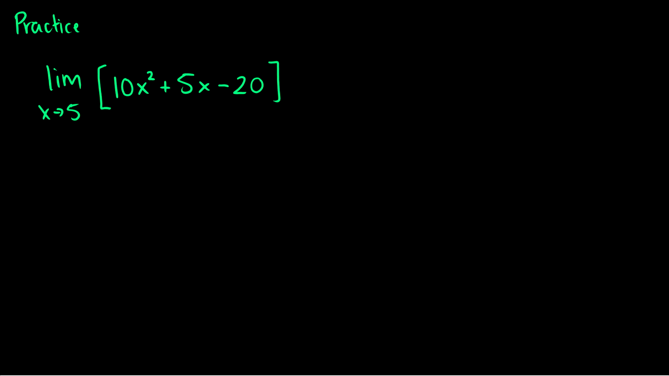So the first thing I can do is use the multiplication law, and I can pull out a factor of 5 from everything. So I can just take the 5 out, and then this would be the limit as x goes to 5 of, well, this 10x squared would become 2x squared, the 5x would just become x, and the minus 20 would become minus 4.